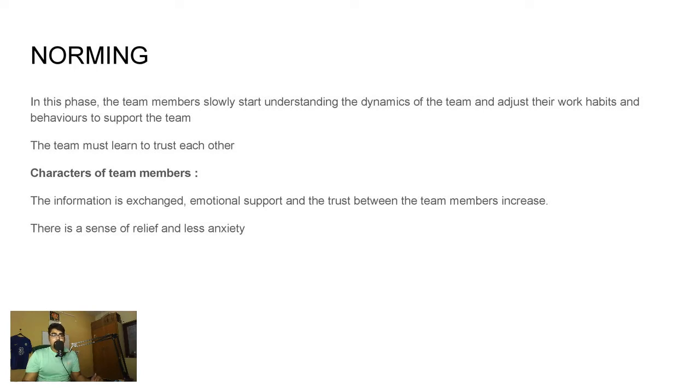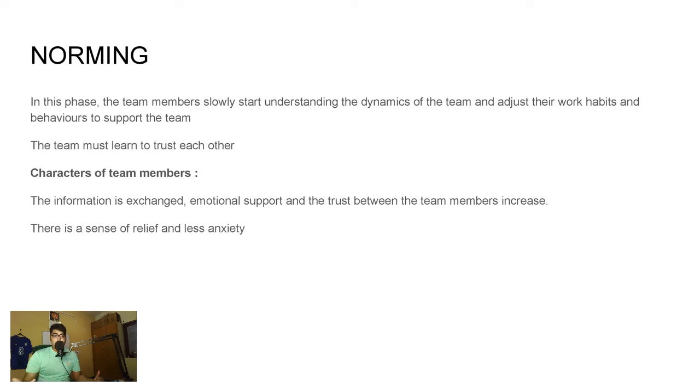This is the third phase in team building, and here the team members slowly start to understand the dynamics of the team and adjust their work habits and behaviors to support the team. So it's not always about the team members understanding what is expected of them in the team and understanding the dynamics of the team. It is also about how they react to those dynamics in the team.